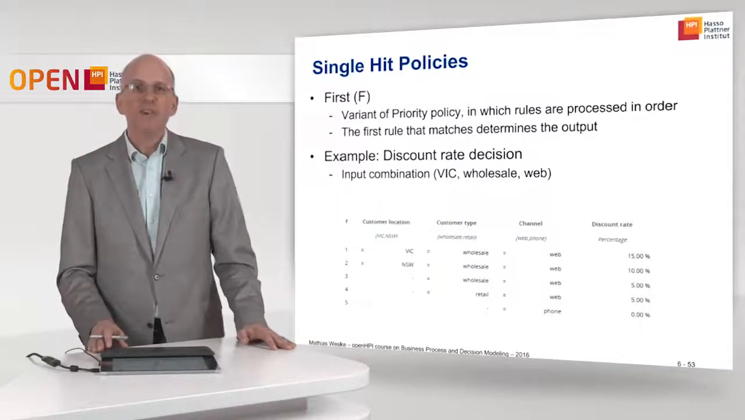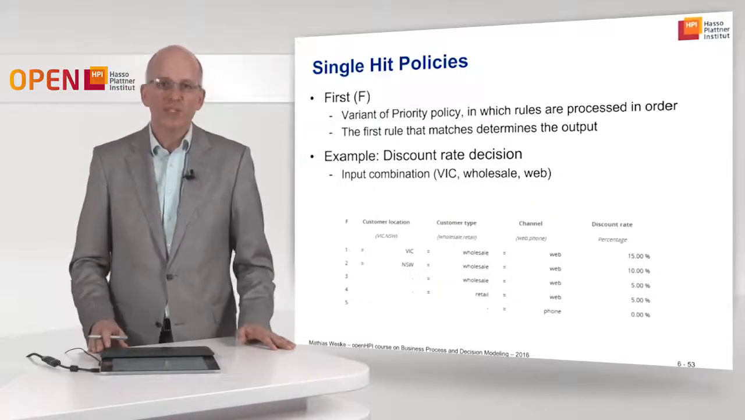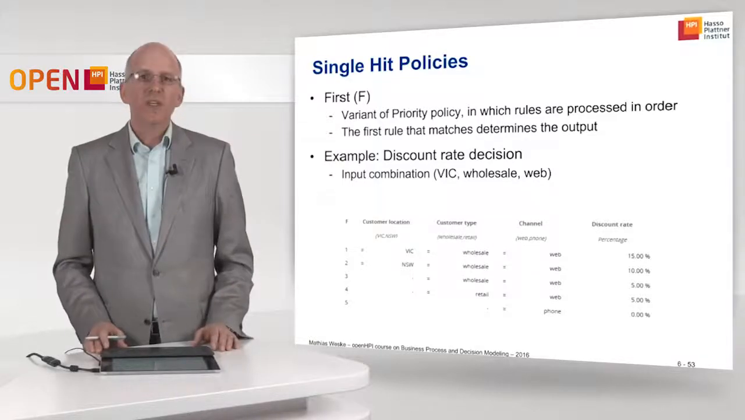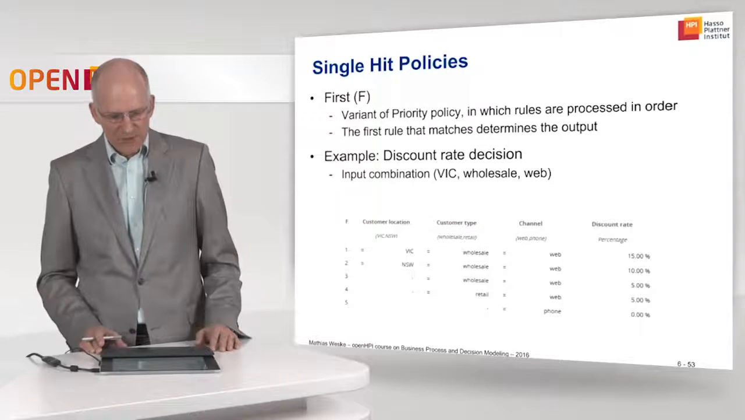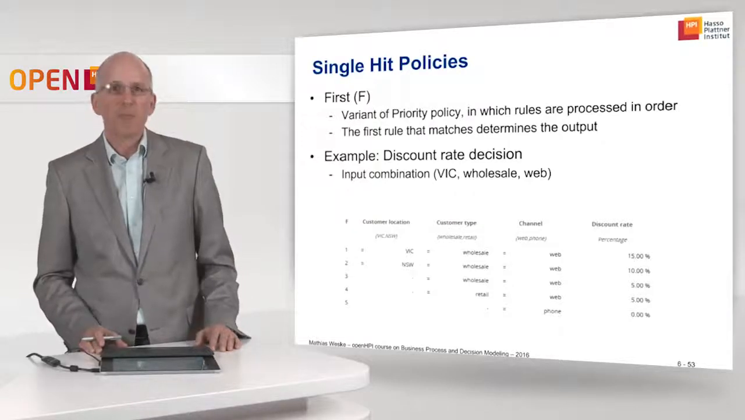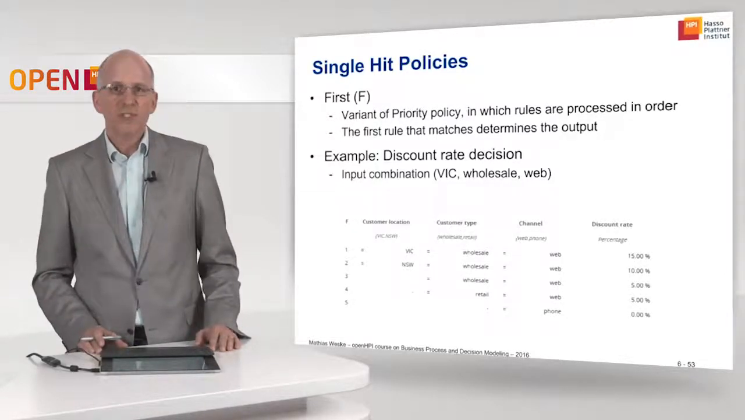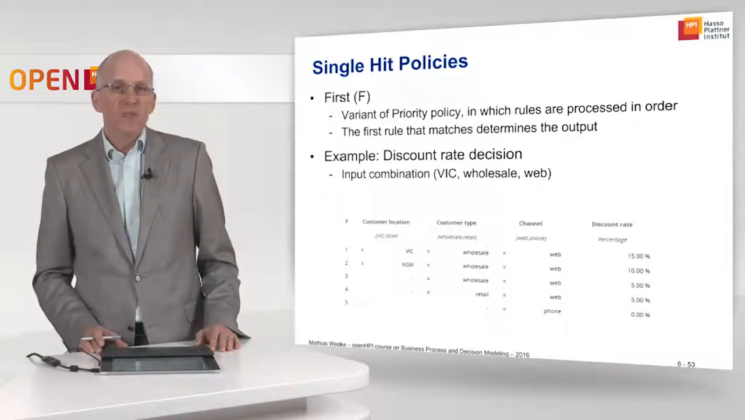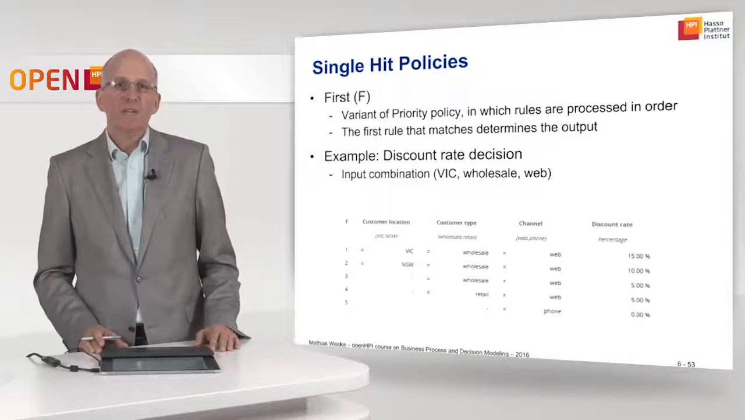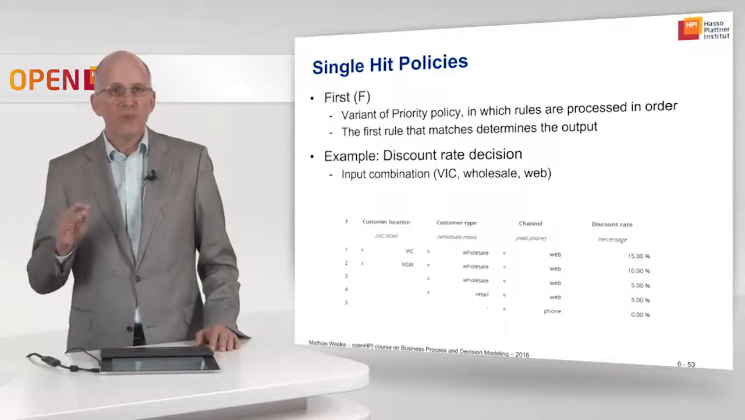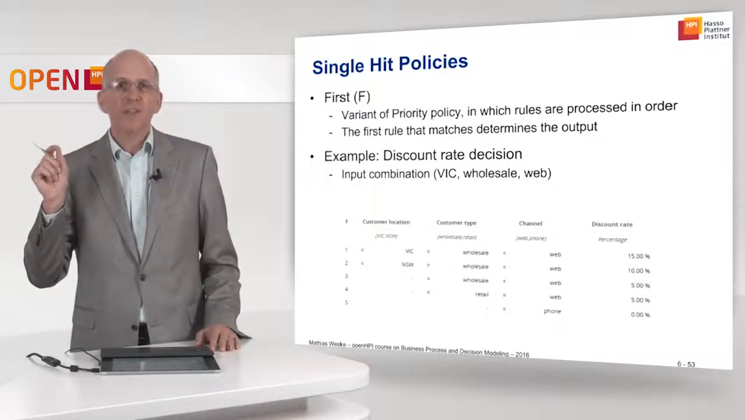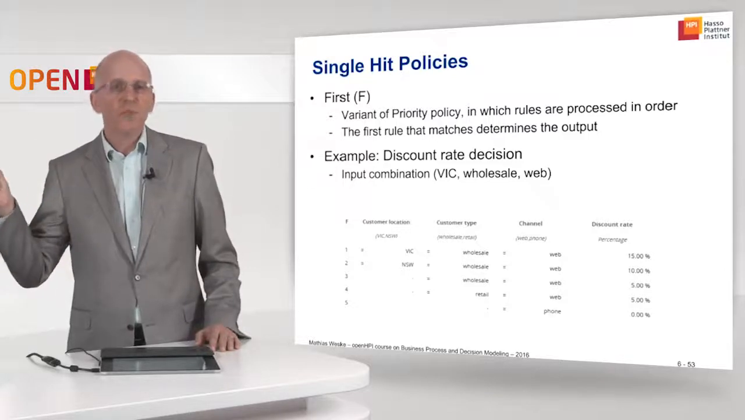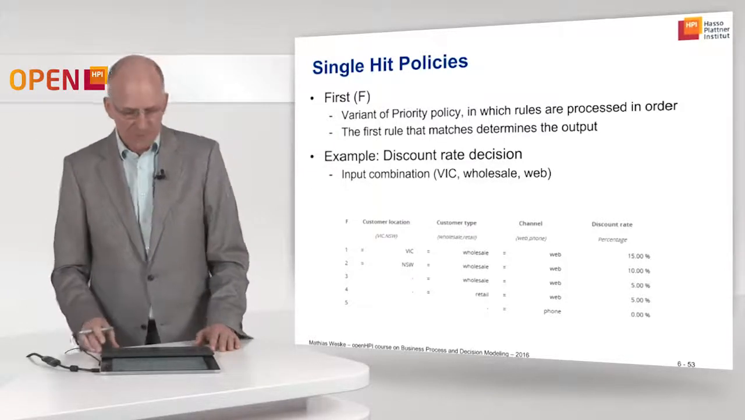The next single hit policy we take a look at is the first single hit policy. It can be considered a variant of the priority policy in which the rules are processed in order. And the first rule that matches determines the output. Of course, also in the first single hit policy, several rows can match a given input combination, but then only the first one is used and the output of the first one will be the output of the decision.